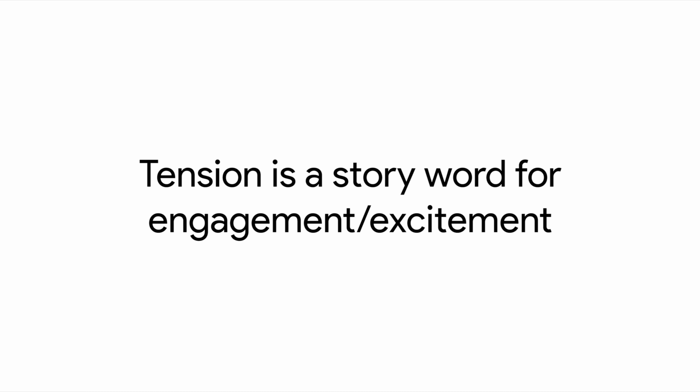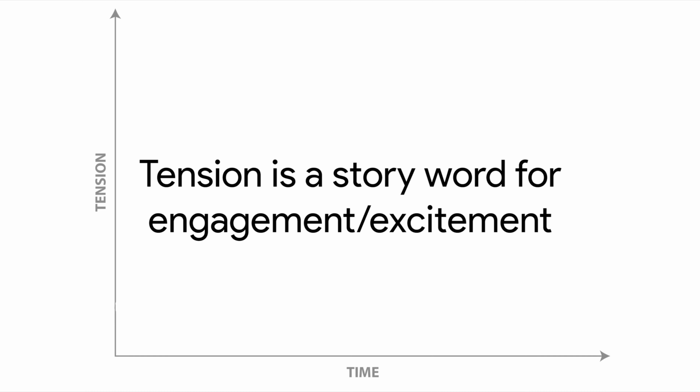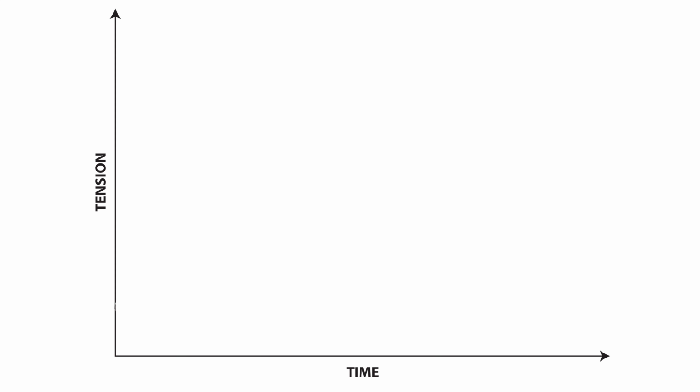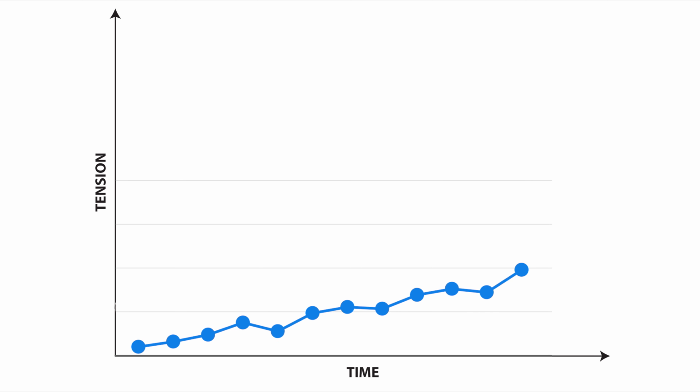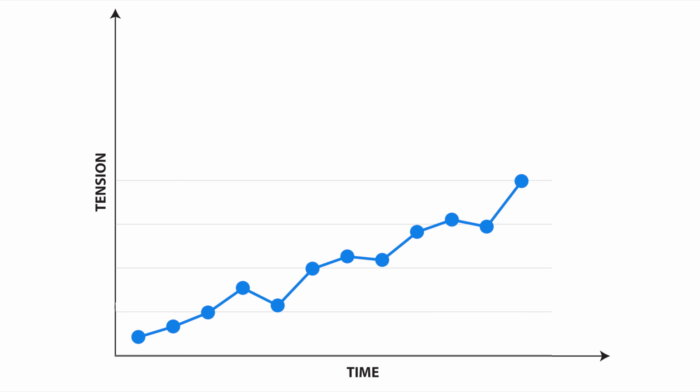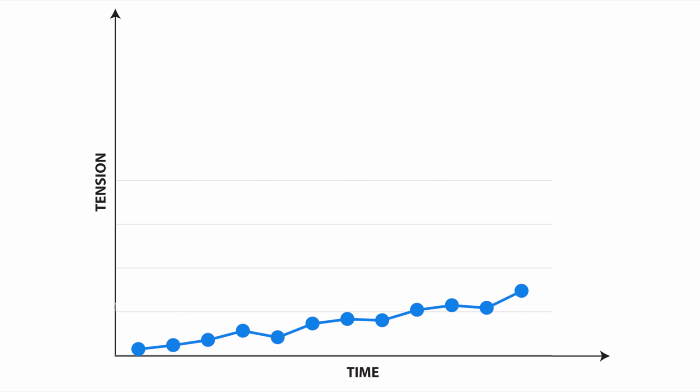Tension is a story word for engagement or excitement. So we write tension on the vertical axis, our y-axis. Each change in excitement or engagement is shown on the y-axis. These changes happen as story events happen, and they help us keep both the story and our reader in mind.